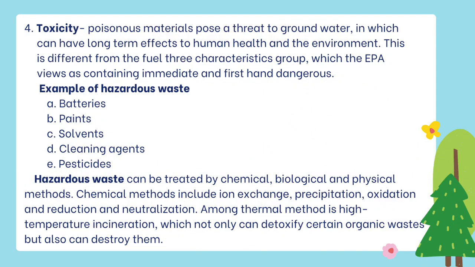Number 4, toxicity. Poisonous materials pose a threat to groundwater, which can have long-term effects on human health and the environment. This is different from the first three characteristic groups, which the EPA views as containing immediate and first-hand danger. Examples of hazardous waste: batteries, paints, solvents, cleaning agents, and pesticides.